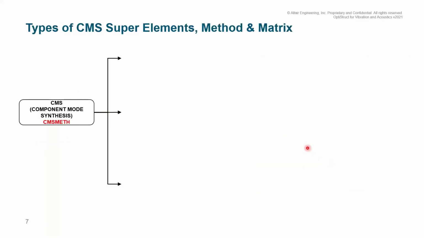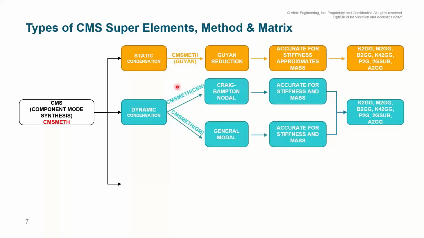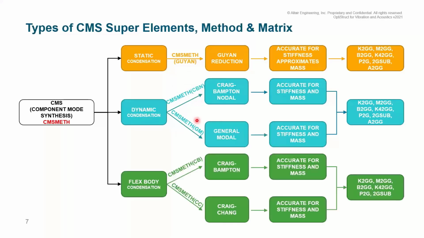So there are several types of superelement. We are going to make a summary at the end of the presentation, but let's focus on the CMS method first. It stands for Component Mode Synthesis method. OptiStruct supports static condensation, which is also called the Guyan method. We support dynamic condensation using the CB and GM method, and also flex body condensation using CB and CC. This can be used for MBD-based analysis.